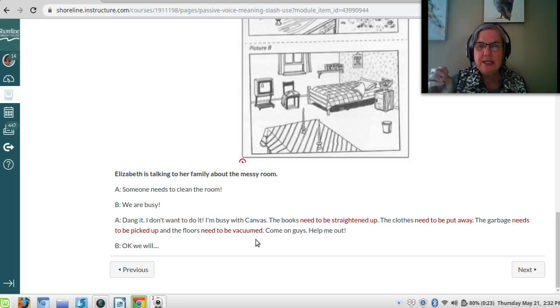Someone needs to straighten up the books. The books need to be straightened up. Someone needs to put away the clothes. The clothes need to be put away. Someone needs to dump the garbage. The garbage needs to be picked up. Someone needs to vacuum the floors. The floors need to be vacuumed.